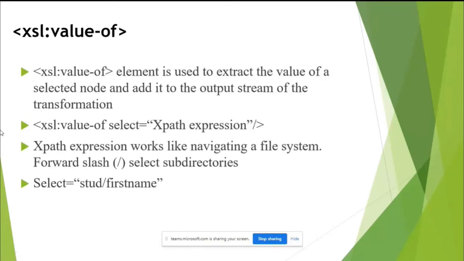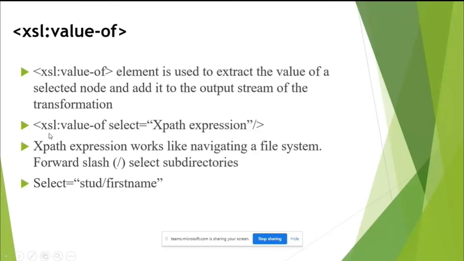Then XSL value of. This is one of the XSLT elements. XSL value of is used to extract the value of a selected node and add it to the output stream of the transformation. So we will use this element to retrieve the value. For example, if you want to retrieve the first name, we will use select. In this select, as the XPath, we will give first name.